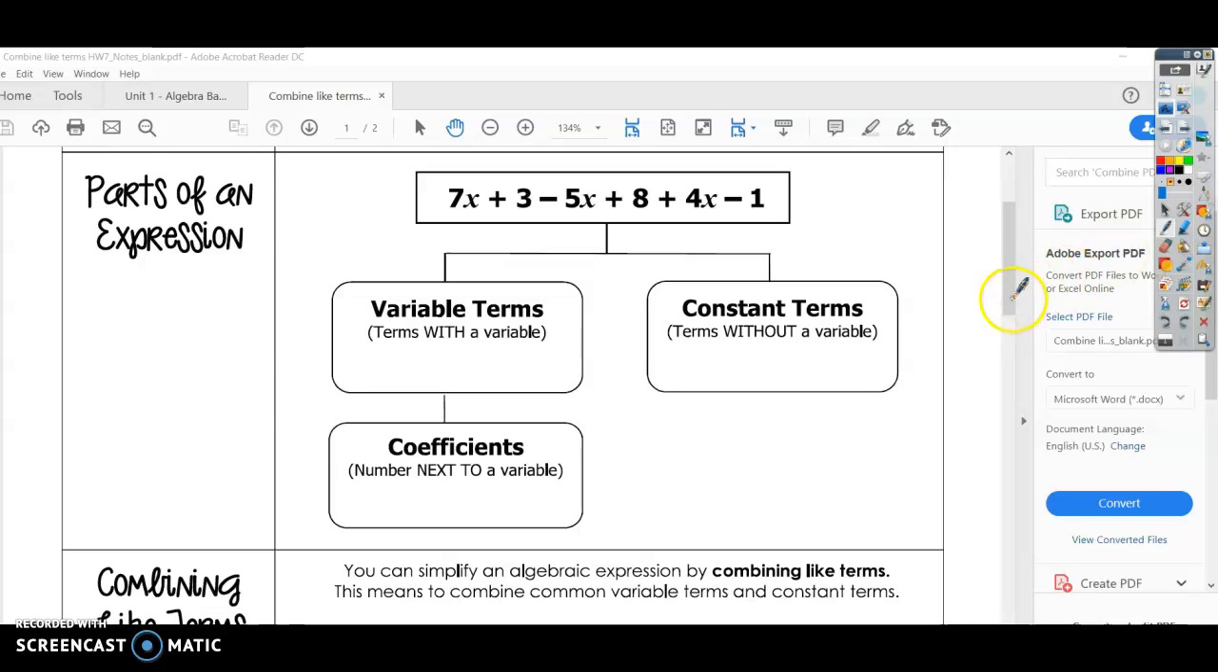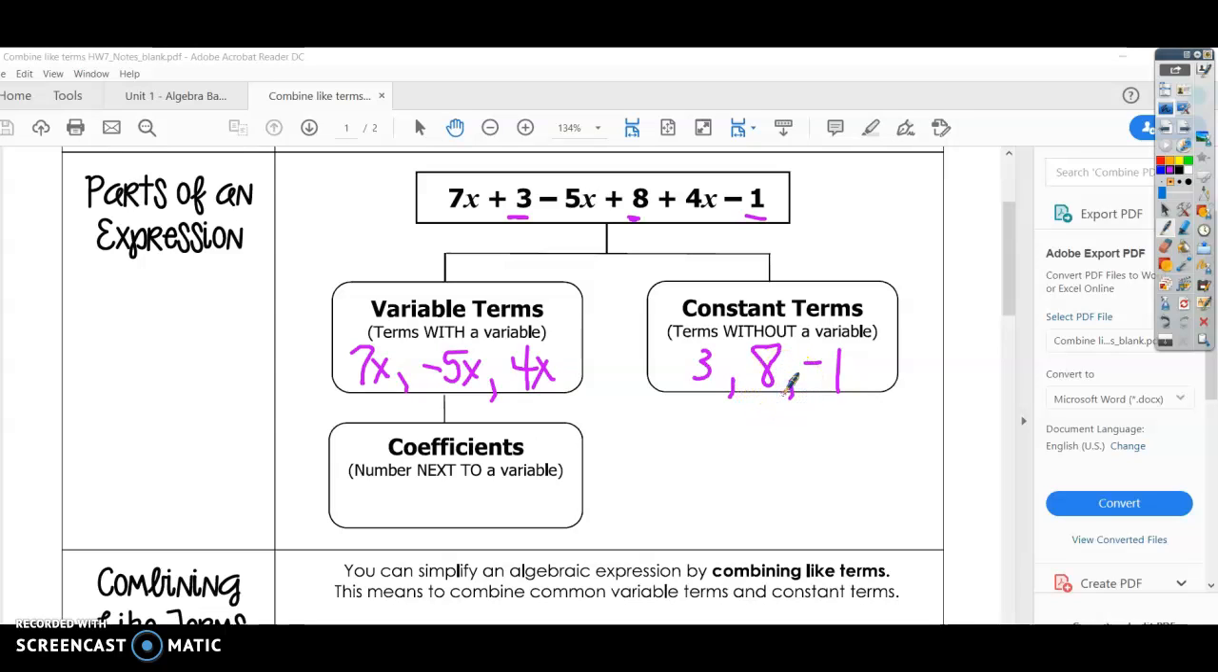In this case, we have 7x and negative 5x and 4x. These are called variable terms. So our variable terms are going to be 7x, negative 5x, and 4x. Our constant terms are terms without a variable. So you see here, you've got a 3, an 8, and a negative 1. Our constant terms for this one are 3, 8, and negative 1.